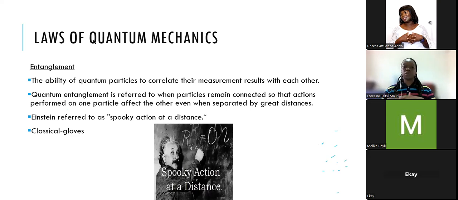So it refers to when particles remain connected so that actions performed on one particle affect the other, even when separated by great distances. So this is what Albert Einstein referred to as spooky action at a distance. Classically, we can describe it like this, assuming I have a pair of gloves. There's the left one and the right one, right?